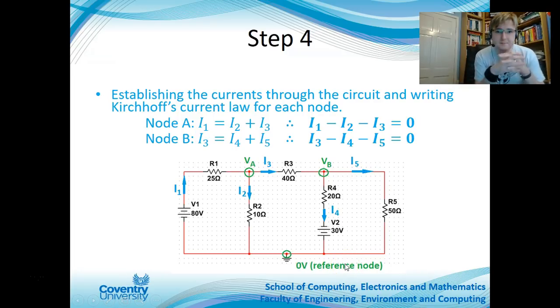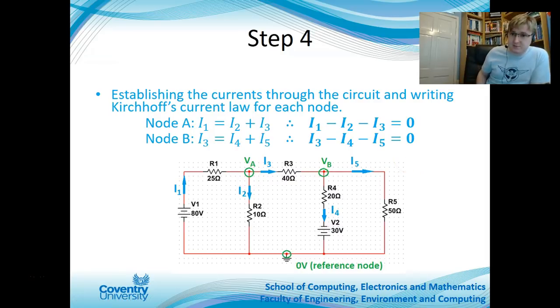So we can say that at VA, or node A, you've got I1 going in, and I2 and I3 coming out. So I1 is equal to I2 plus I3. Here, you've got I1 going in, and you've got I2 and I3 both coming out. For node B, or VB, you've got I3 going in, so through here, and you've got I4 and I5 coming out.